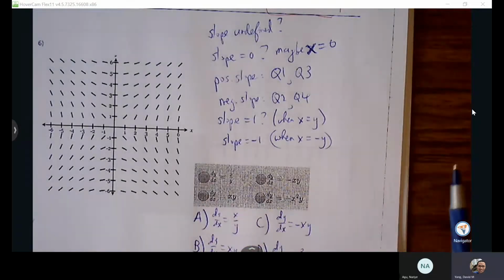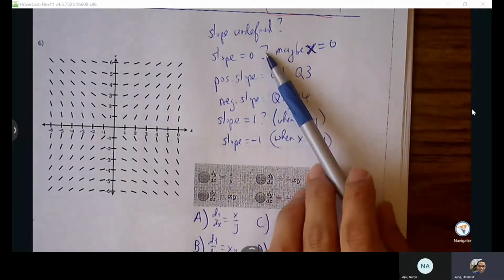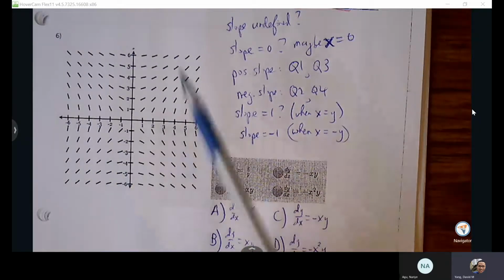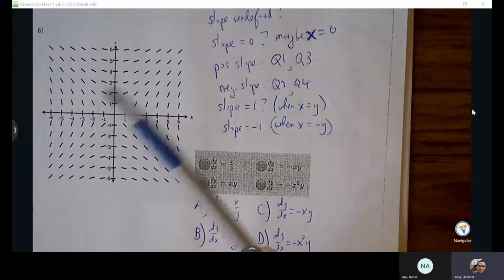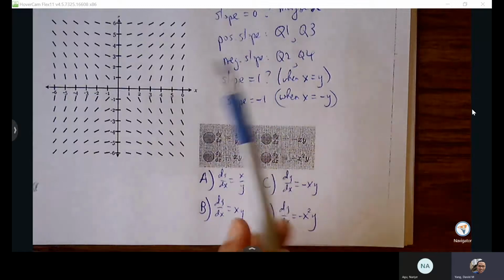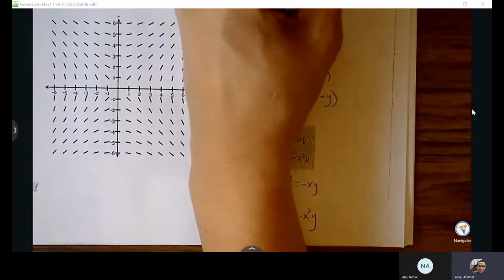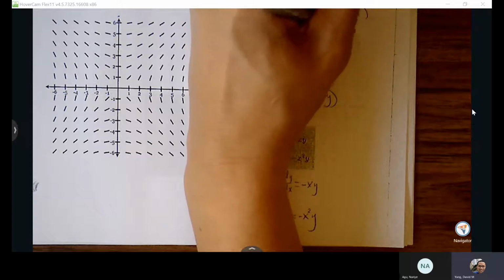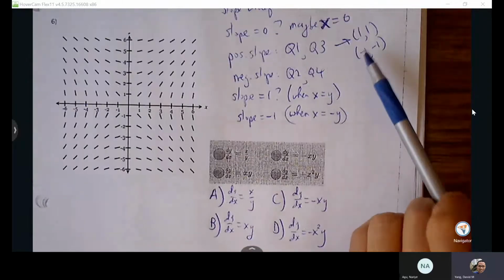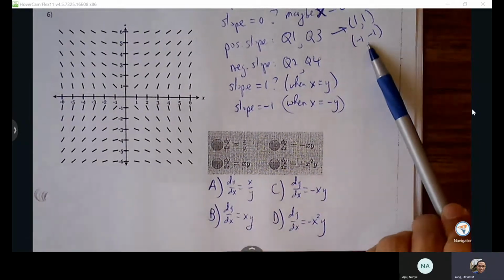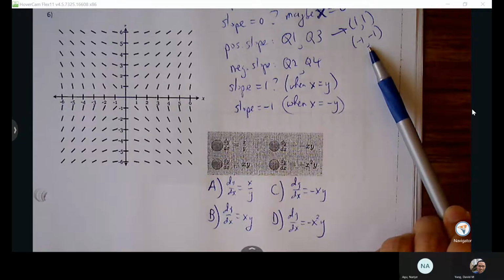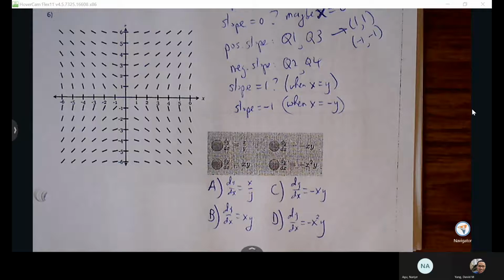Okay, so we really can't do anything with slope undefined, and slope 0 is really not helpful because there's not an easy thing for us to tell. But we do know that we're getting positive slopes in the first and third quadrant. So that means if I tested 1, 1, or if I tested negative 1, negative 1, I should be getting a positive slope, right, in those quadrants. Okay, so is there any that I can eliminate here? I'm not sure.